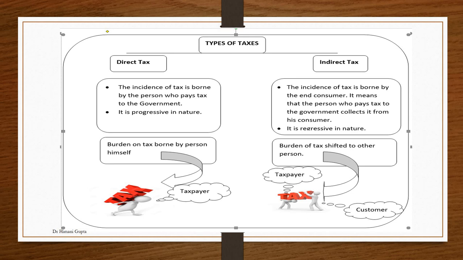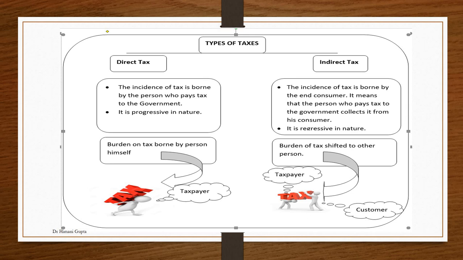Suppose you are earning rupees 5 lakh in a year, so you have to pay a smaller amount of tax, and if you are earning 10 lakh in a year, you have to pay a larger amount of tax. So as your income increases, your tax amount also increases. It is known as progressive in nature. Over here in this diagram, you can see that the taxpayer is holding the burden of tax. So he is responsible to pay tax to the government. Over here, the taxpayer cannot collect the tax from another person.